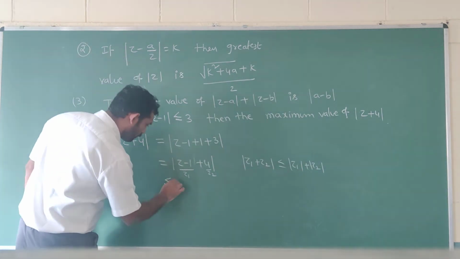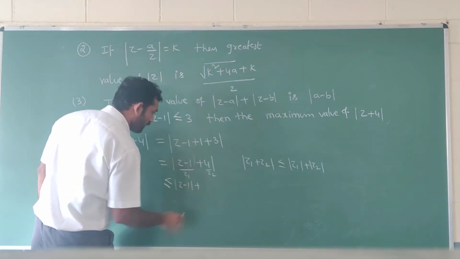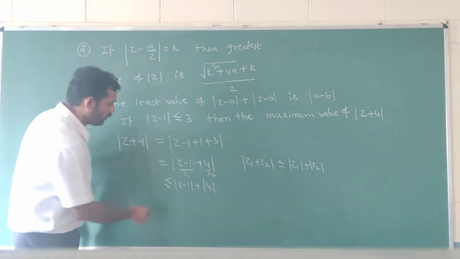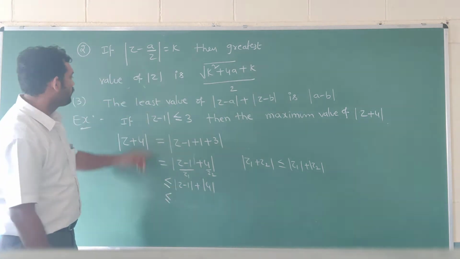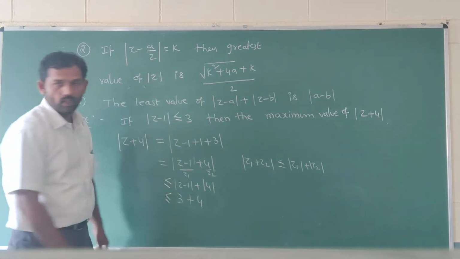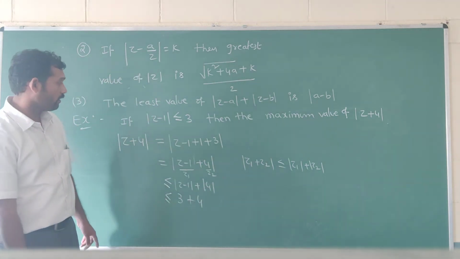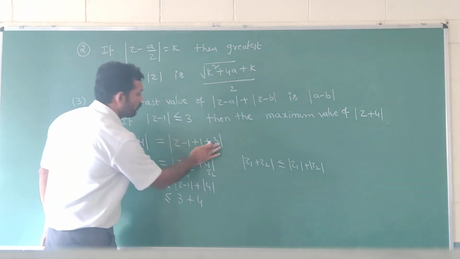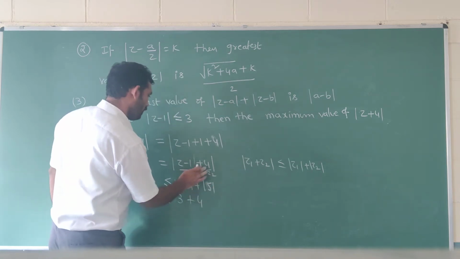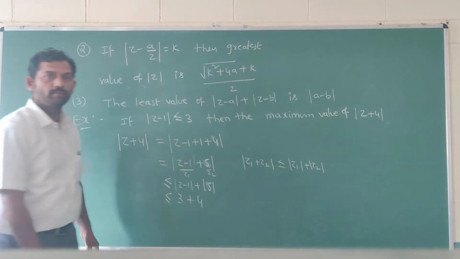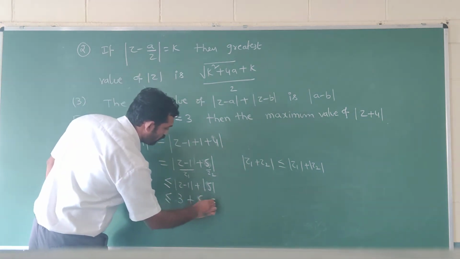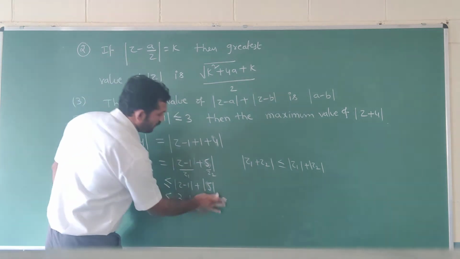So what happens? This is modulus of z minus 1 plus modulus of 4. Modulus of z minus 1 is how much the value? 3, plus modulus of 4 means 4. Sorry, I made a small mistake here. 4. So this value becomes 5. So what is the value? 5. So how much is the total value? 8. So 8 is the answer.